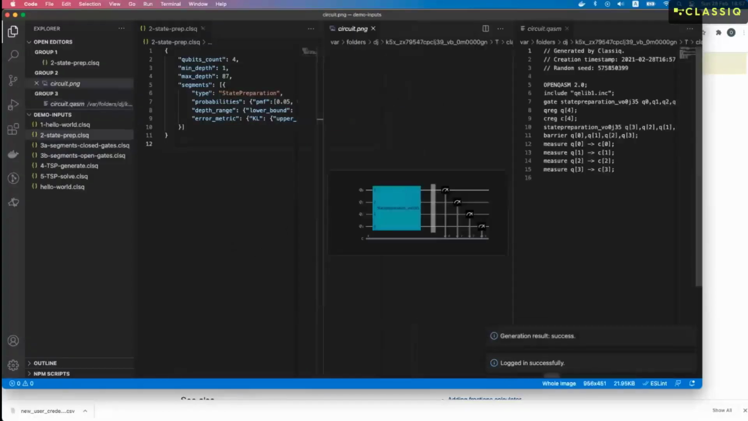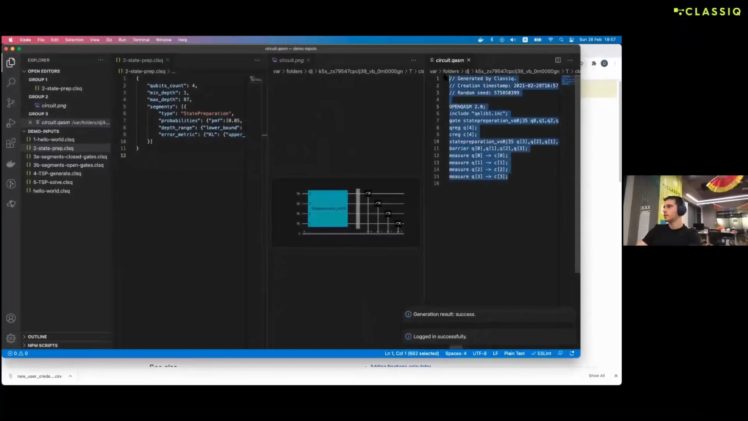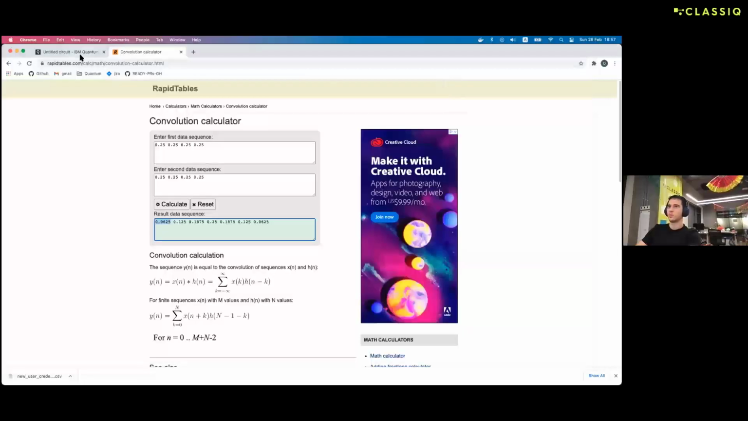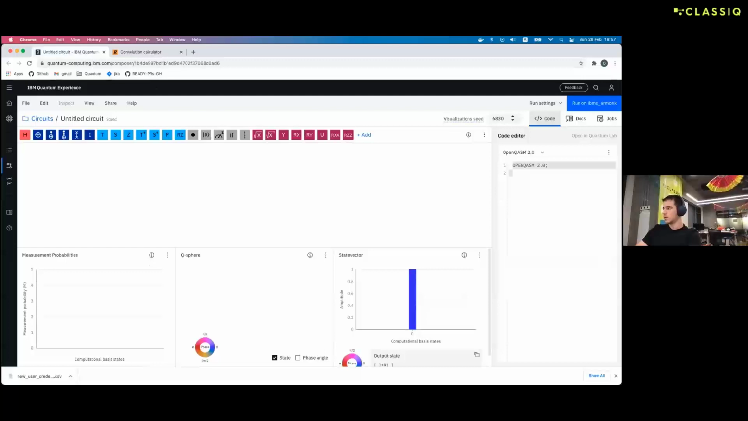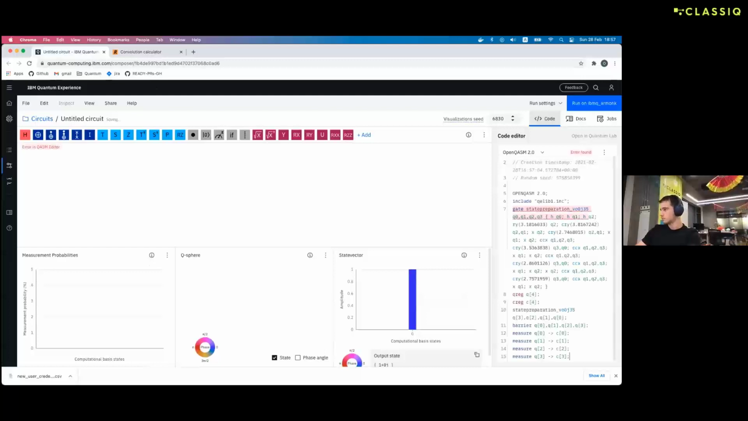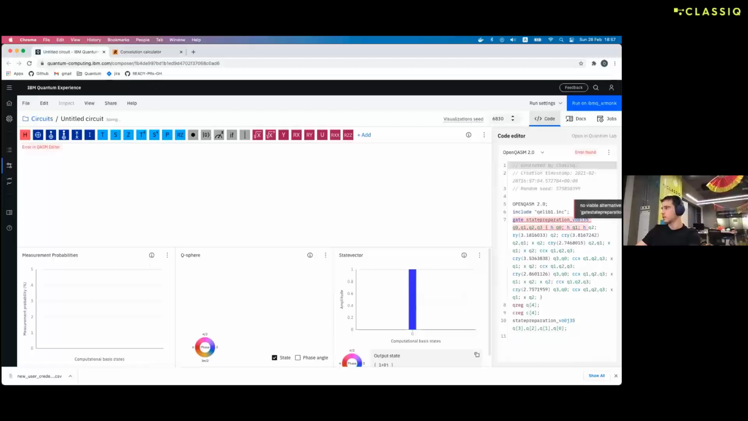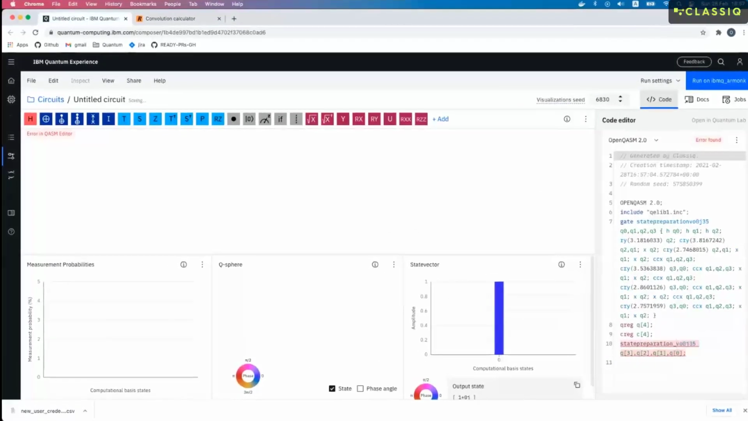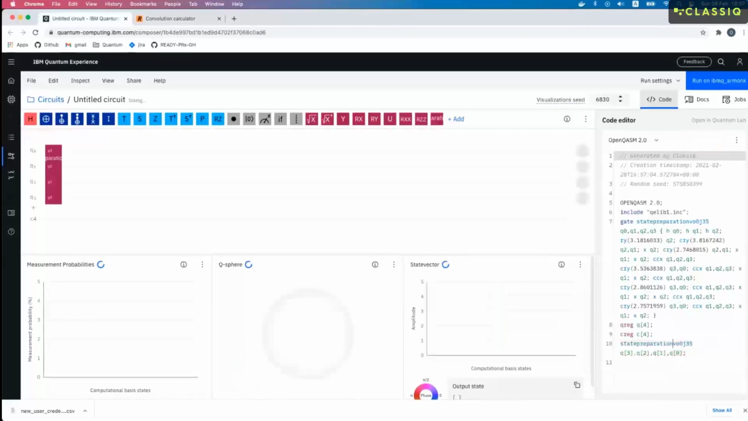All right, and I've got a circuit here. And let's verify it does work in the quantum experience. Deleting the last barrier and measurements and fixing some bug which does not allow underscores.